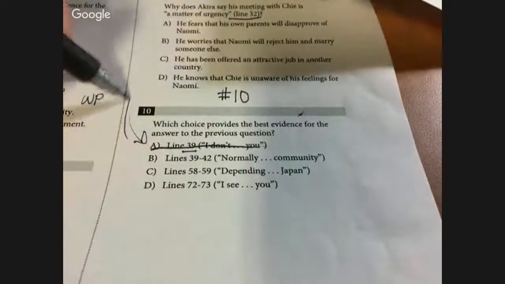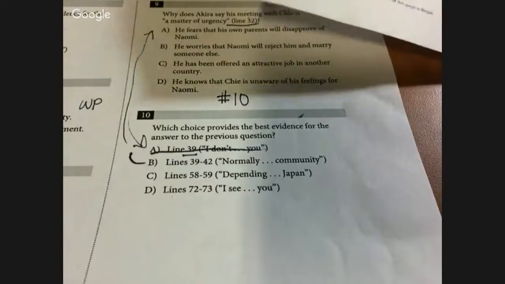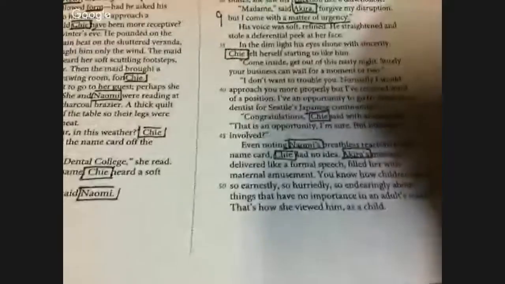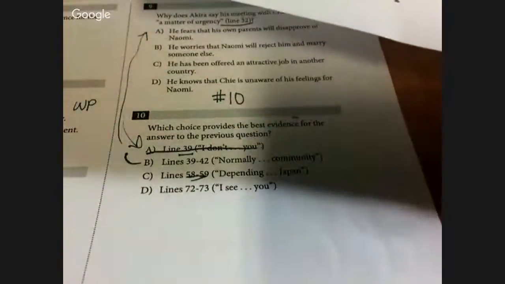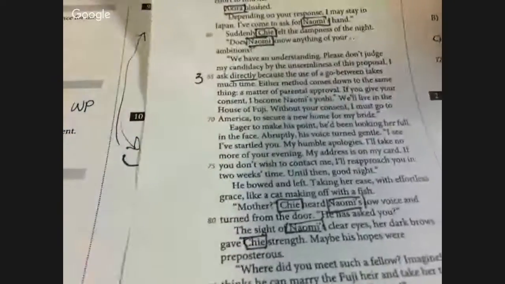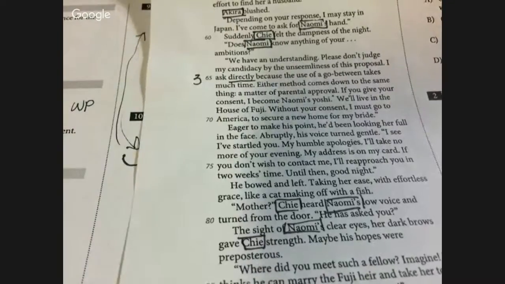That would answer why it's a matter of emergency, because he's received notice of an opportunity. There we go. Because he says that he wouldn't do this unless it was time sensitive, and this is why. Let's still look at the other choices just to eliminate them. 58 through 59. Depending on your response, I will stay in Japan.